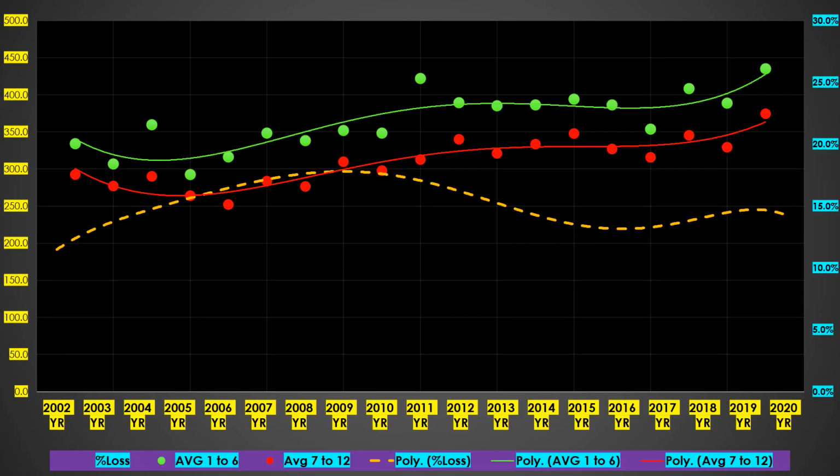We now look at the previous tabular data in a visual way, with the graphing of the data points from '02 to '20. The green is the top half average. The red circles are the bottom half average. The green line is the polynomial trend line. The red line is the polynomial trend line for the bottom half of the quarterback average. And the yellow dash line is the percentage loss each year.